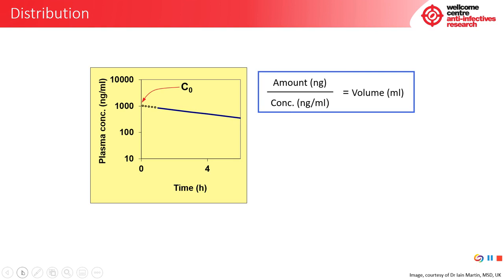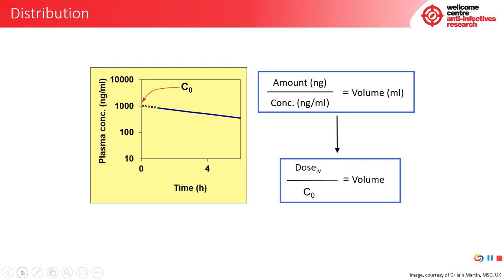Distribution can be determined by determining the initial concentration of the drug and the amount given. So the volume of distribution is the amount given, in this case nanograms of the compound given, over the concentration achieved in circulation, which is nanograms per ml. If we do this, this will give us a volume, which is the volume of distribution. In this example, we can look at it following an intravenous administration where the intravenous dose divided by the initial concentration achieved gives us the volume.